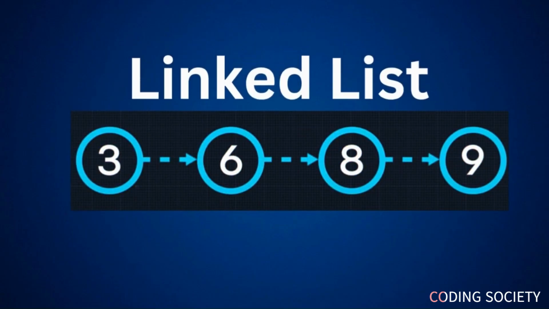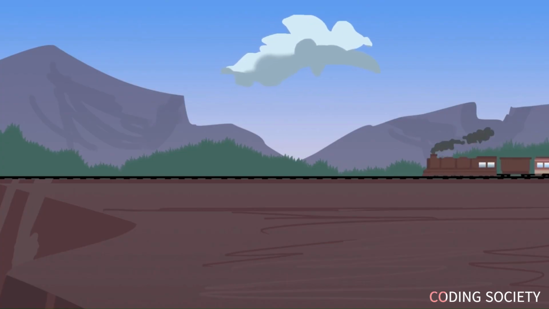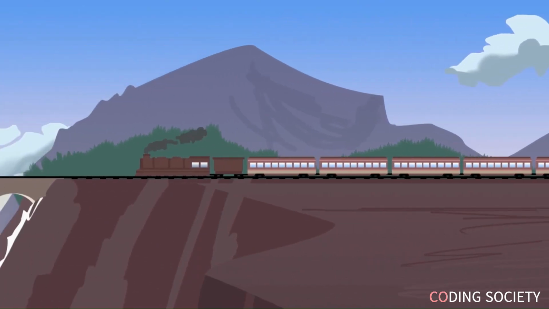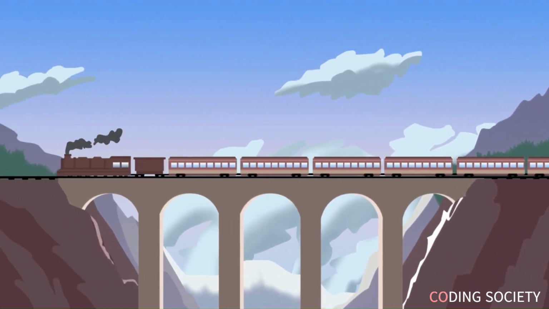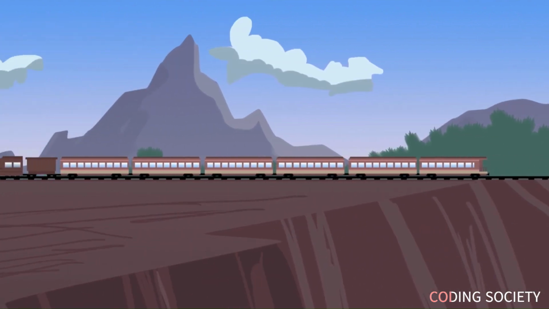The next data structure we're going to talk about is the linked list. Think of a linked list like a train. Each car is connected to the next one. To get to a different car, you can't simply teleport there. You must begin at the front and navigate through each car until you locate the one you need.